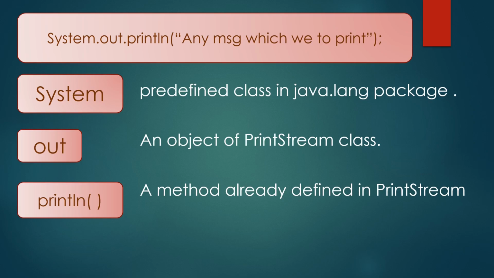Our next term is out. Out is nothing but an object of the PrintStream class. And the last term is println, a method which is already defined in the PrintStream class. Guys, since it is written println, here ln means it automatically moves to the next line, that is, our cursor automatically goes into the next line. If we do not want it to go to the next line, then remove ln, it's simply print.